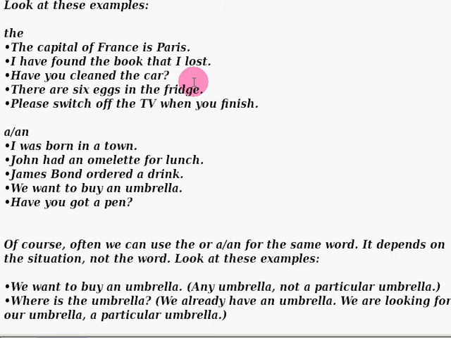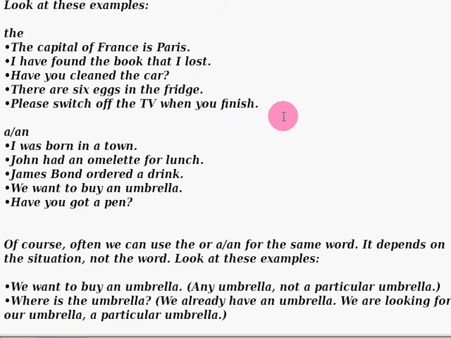Next, there are 6 eggs in the fridge. We use the fridge here. That means we're talking about the fridge in that place, in that house. Not any other fridge or refrigerators in other houses or in other places. The specific refrigerator or fridge in that place.